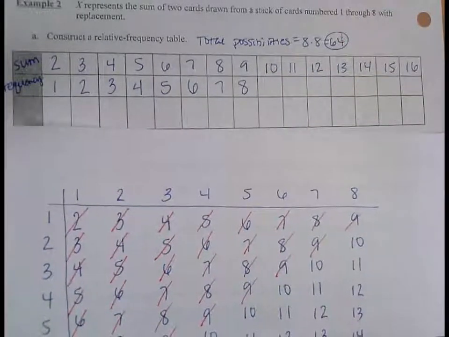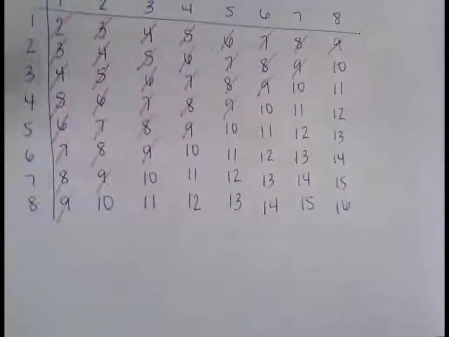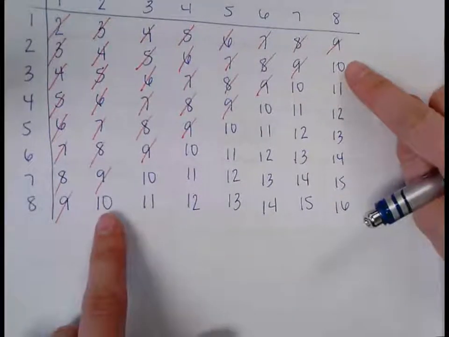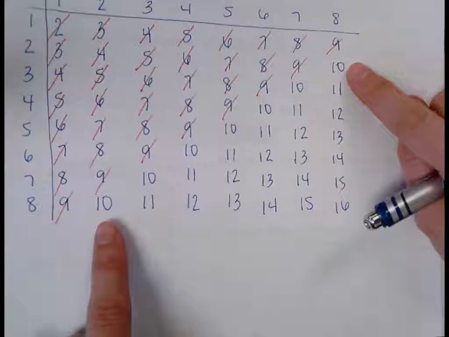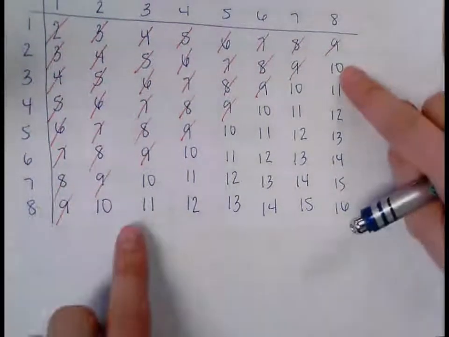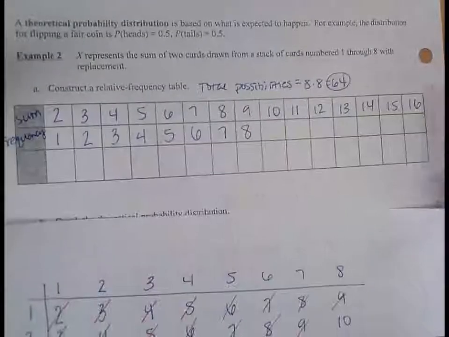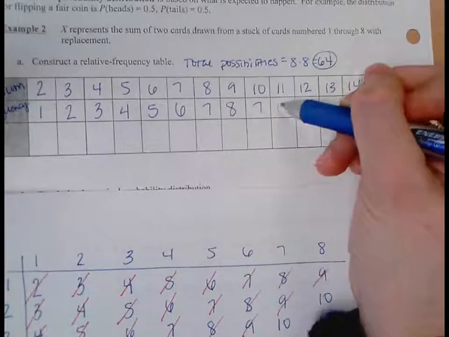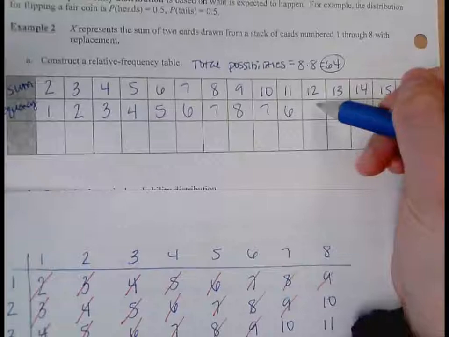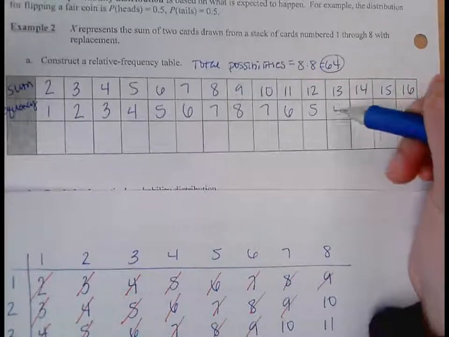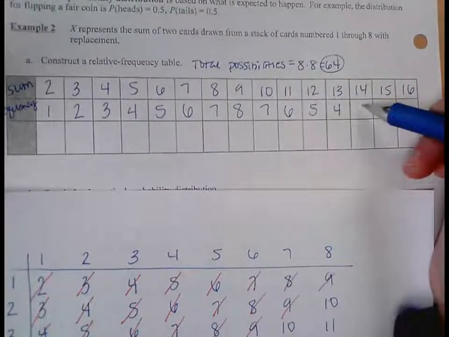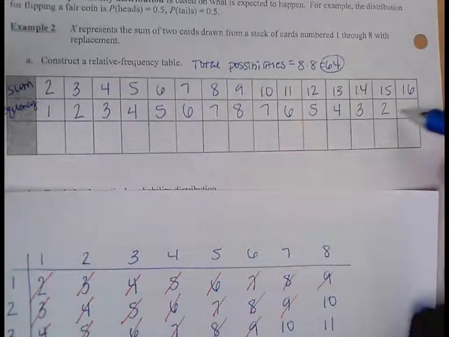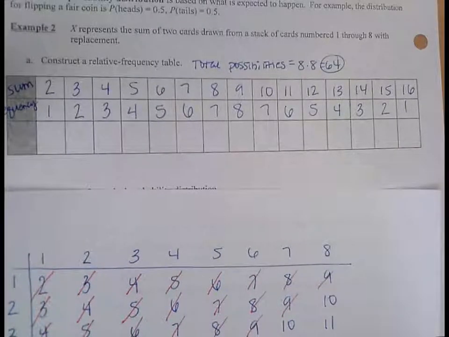And then you can kind of see from my table, now the sums are going to start going back down. So 10 is showing up the same number of times 8 showed up. So 10 showed up 7 times, 11 showed up 6 times, 12 showed up 5, 13 showed up 4, 14 showed up 3, 15 showed up twice, 16 was once.